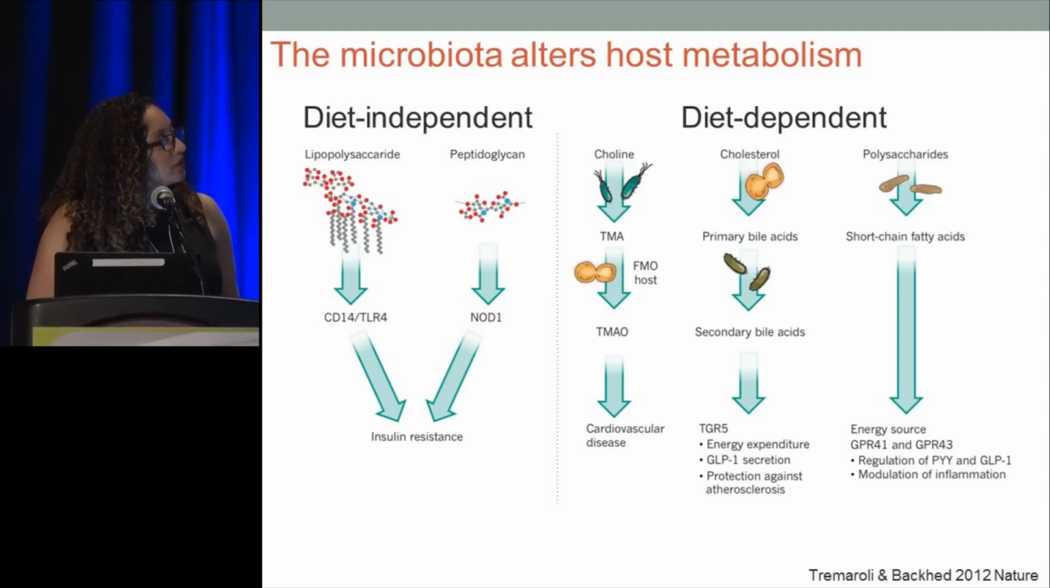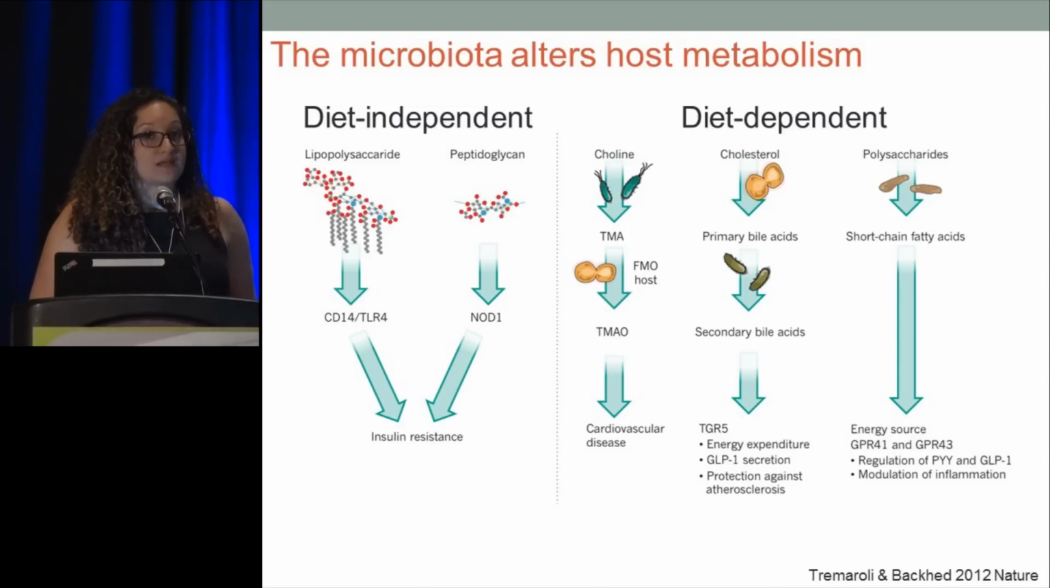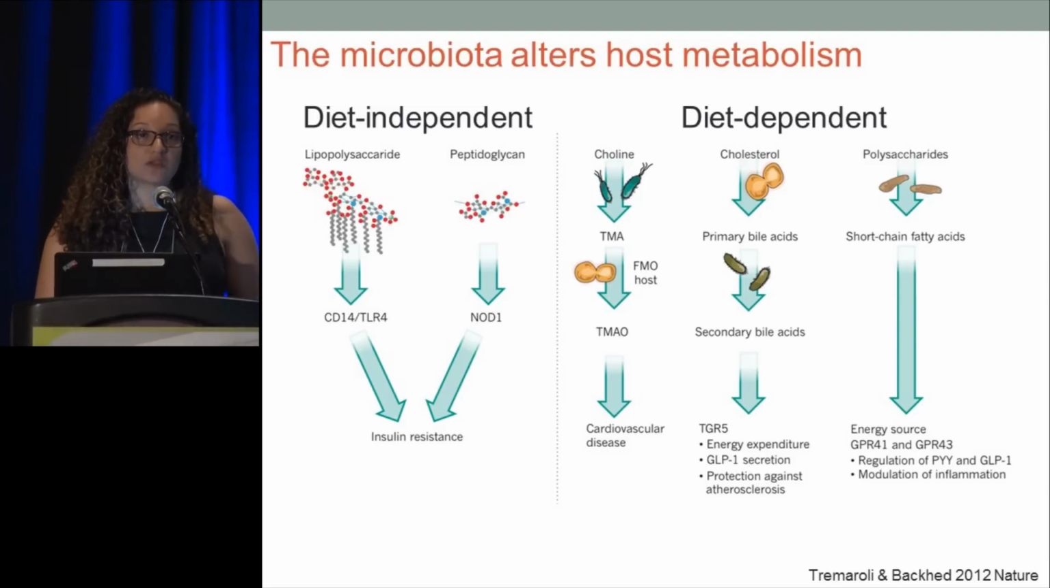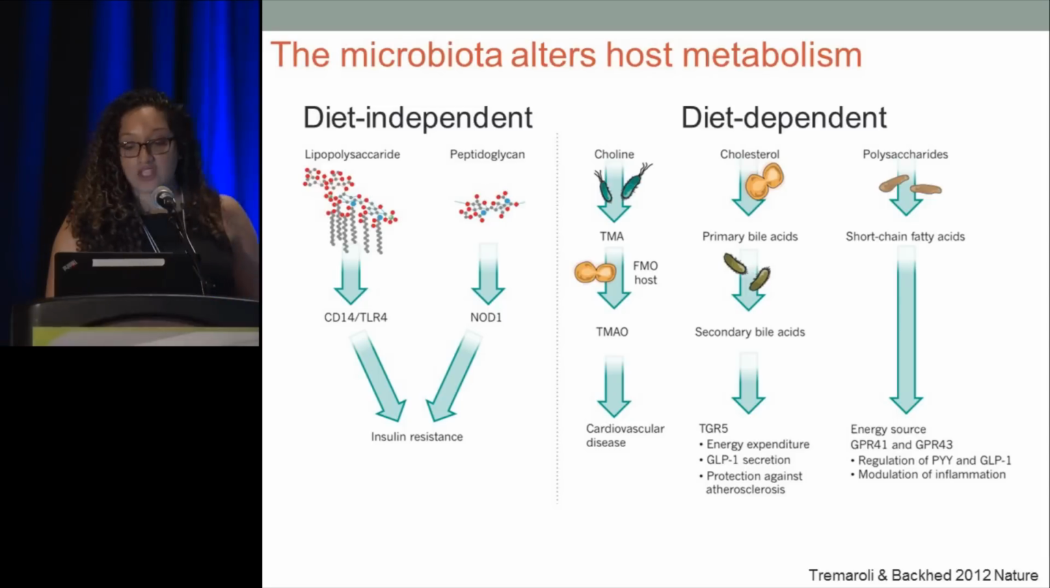Diets rich in choline are known to be metabolized by the host microbiota, producing trimethylamine oxide, which is known to be involved in cardiovascular risk. And as I mentioned before, polysaccharides are metabolized by the microbiota and produce short-chain fatty acids, which can regulate energy source and induce the expression of G protein-coupled receptors that can influence the regulation of PYY and GLP-1.